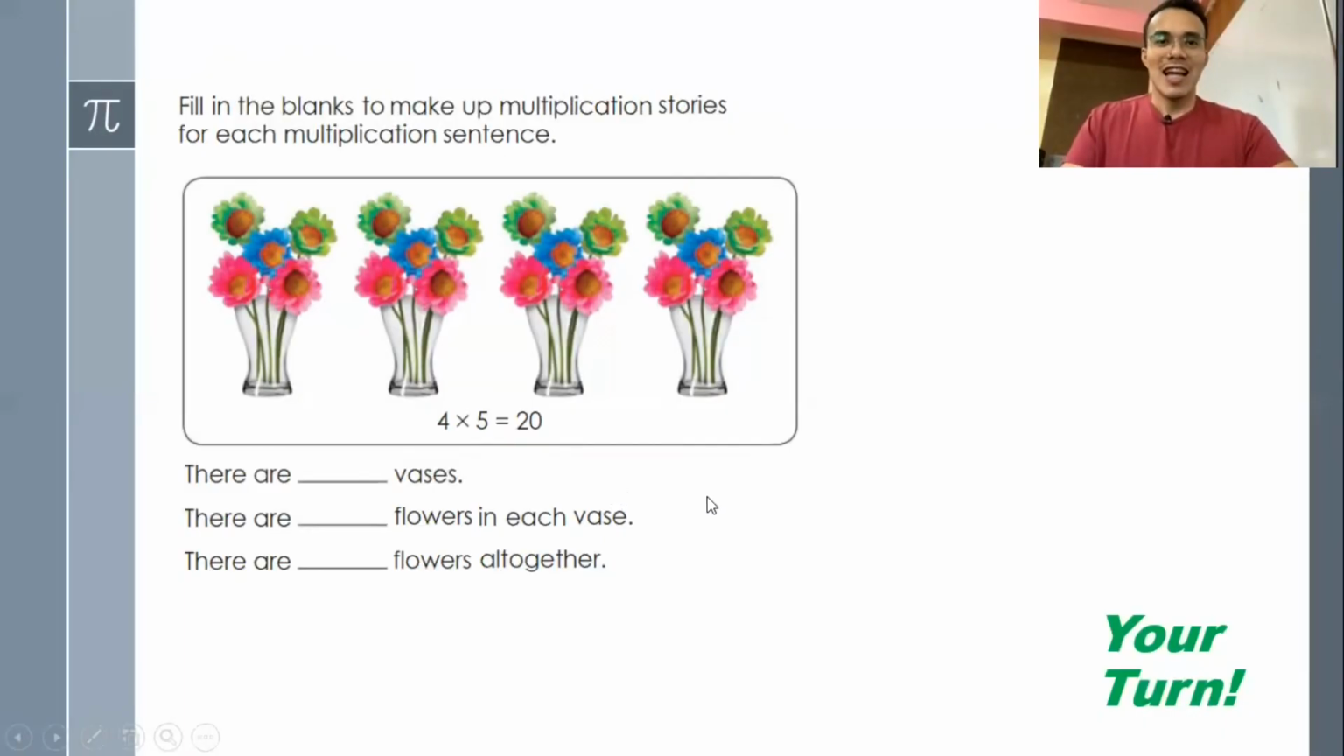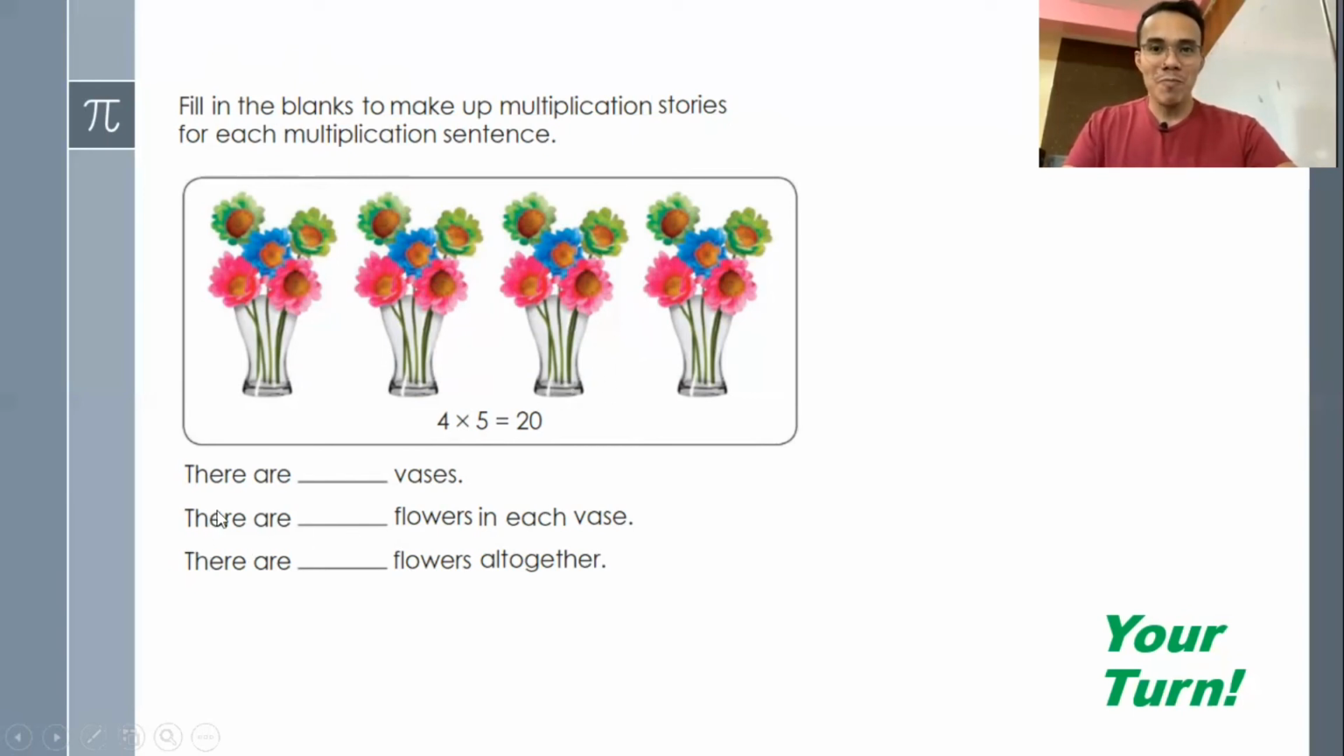All right, let's see if you have interpreted this multiplication sentence correctly. But before we answer or fill in the blanks, let's read the instruction first. Fill in the blanks to make up multiplication stories for each multiplication sentence. Ignore the word each because you only have one picture here. You only have one problem here.